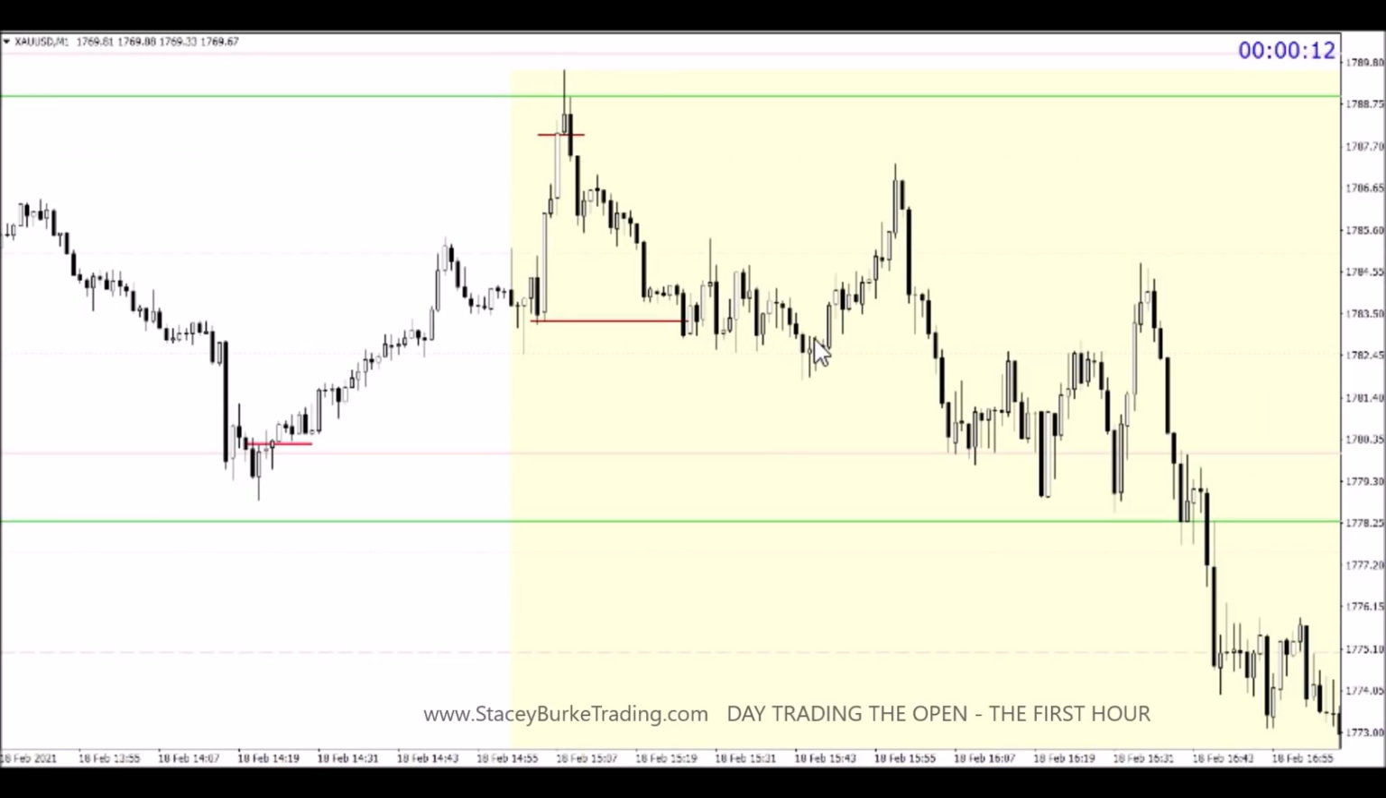Creeper down towards the end of that hour now, 15 minutes up, 15, 30 to 45 minutes, putting in a low of the day. So again, first 15 minutes puts the high of the day in place. By our third candle, we now have a low of the day in place.